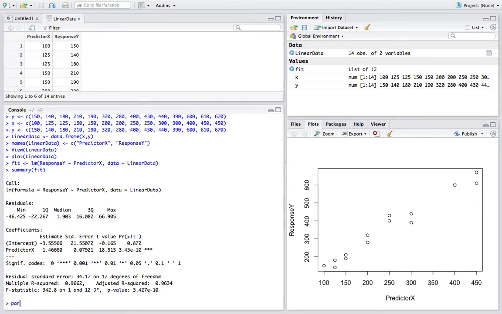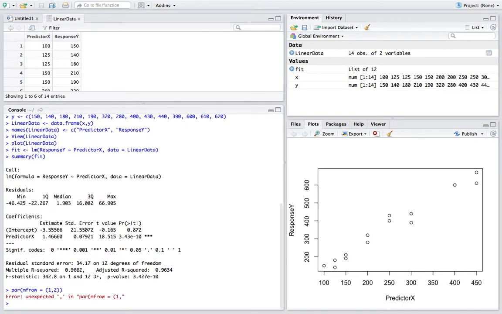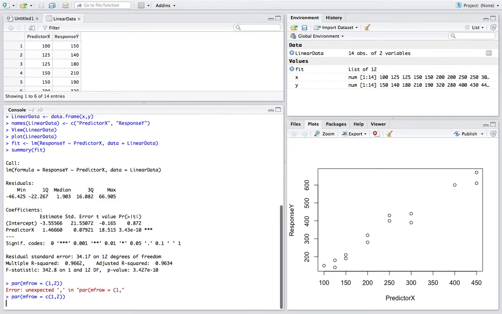So first, we're going to say that we want to look at 2 plots at one time. So we'll split this plot area into 2 using this command, just a handy little one-liner to keep in your back pocket. Don't forget to put a c there. There we go. And so now we'll look at the QQ norm plot of the residuals of our model called fit.